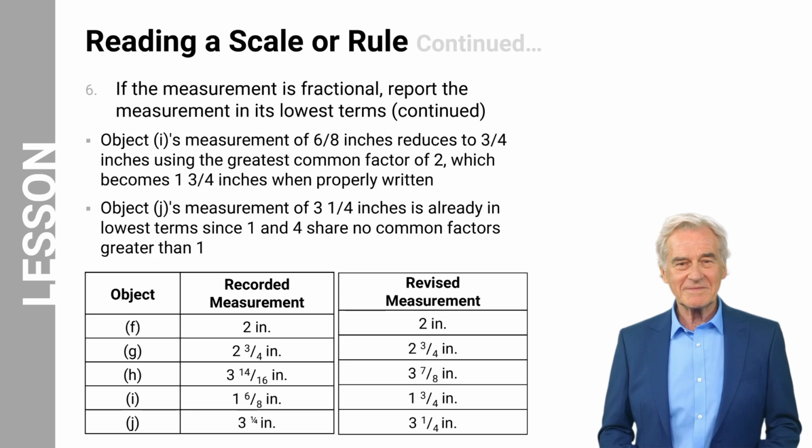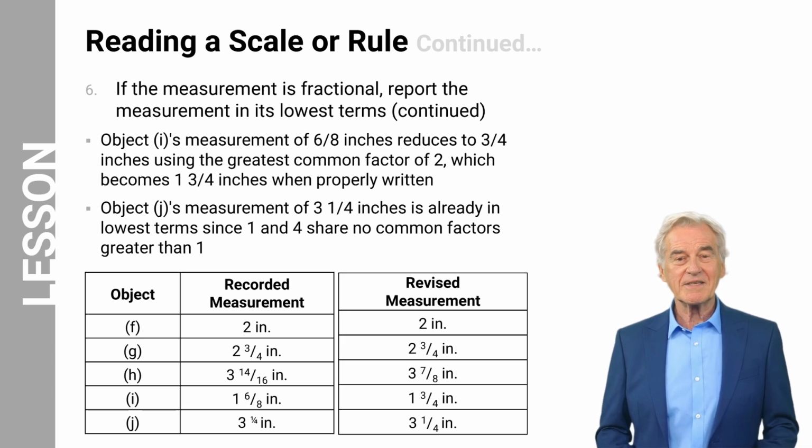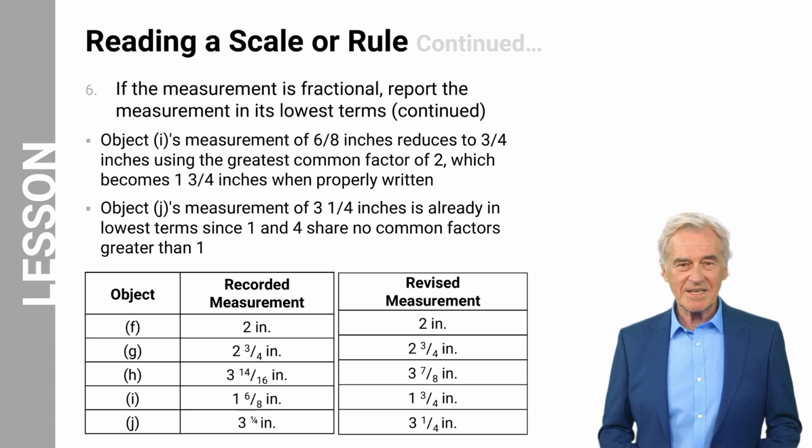For object I, the recorded measurement is 1 6/8 in. The factors of the numerator, 6, are 1, 2, 3, and 6, while the factors of the denominator, 8, are 1, 2, 4, and 8. The GCF of 6 and 8 is 2, so we divide both by 2, simplifying the fraction to 3/4. The revised measurement for object I is 1 3/4 in.